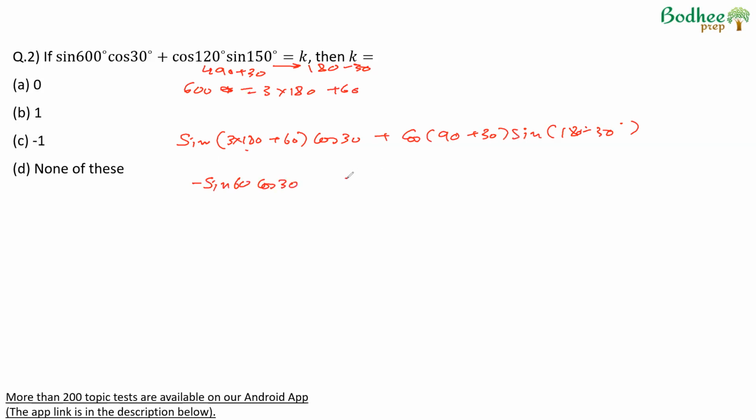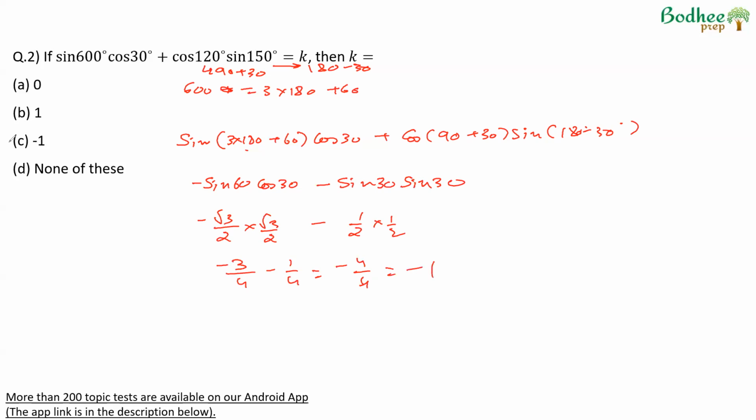Cos 90 becomes sine. This is in the second quadrant, so cos will be negative. Sine 30, this is 180, therefore remains sine. 180 minus 30 second quadrant, therefore sine 30. Sine 60 is root 3 by 2. Cos 30 is root 3 by 2. Sine 30 is 1 by 2. Sine 30 is 1 by 2. So minus 3 by 4 minus 1 by 4, which is minus 4 by 4 or minus 1. Option C becomes the answer.